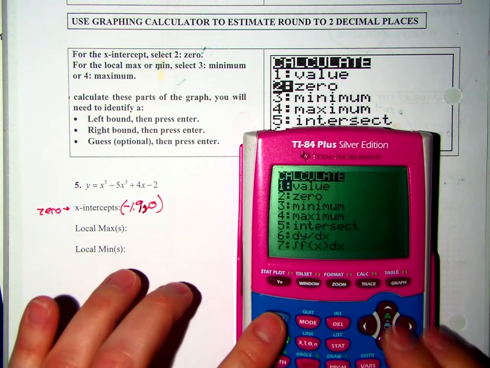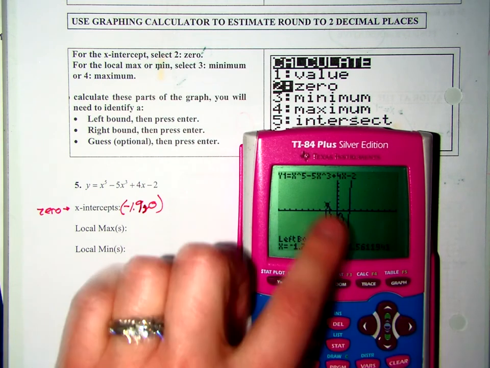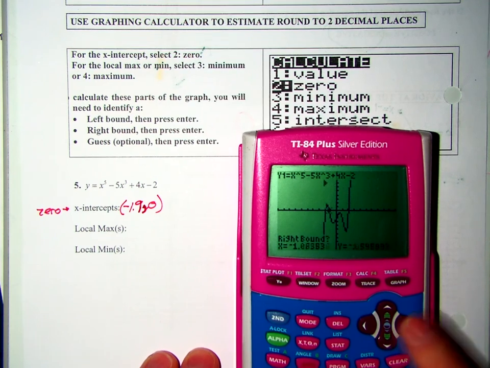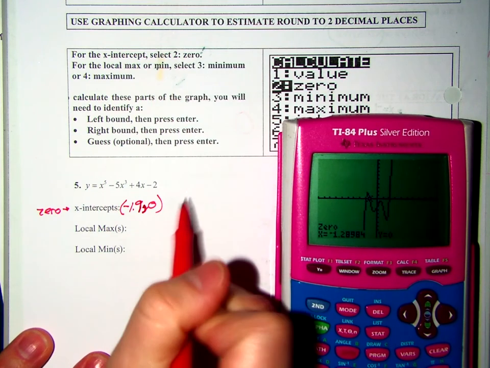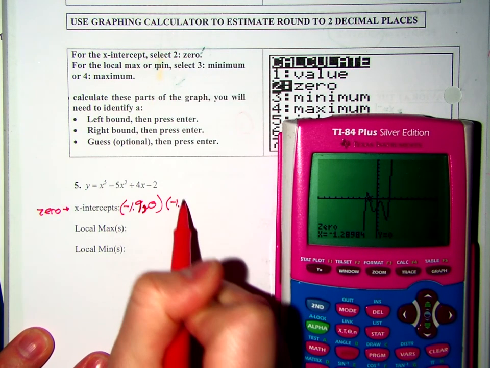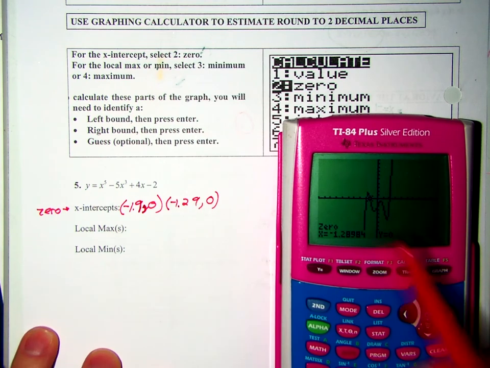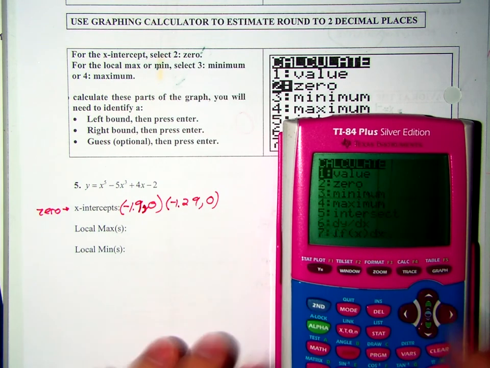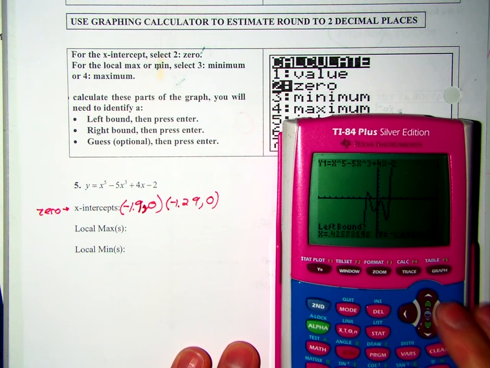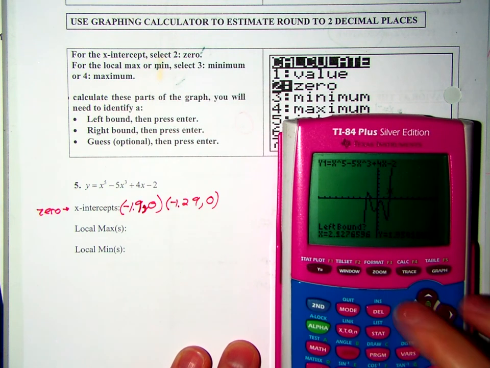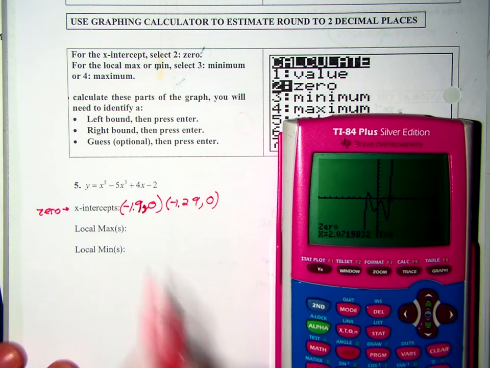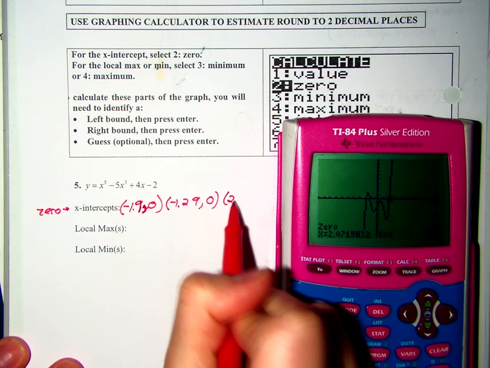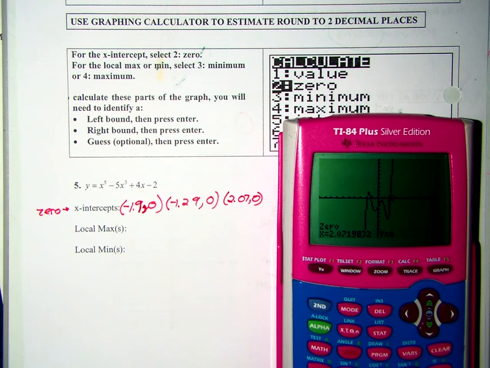Then I need to do that again for all the other ones, so 0. This is the point I'm trying to find. Now I'm to the left of it, go over, and I'm to the right of it. Press enter. So that's -1.289. So I'm going to say -1.29, 0. And that has a multiplicity of 1 because it crosses at that point. Again, we're going to do that for the third one. This is my third x-intercept. So I'm going to go to the left of it, go to the right of it. And that one happens at 2.07, 0. And in this case, that crosses it, so that means that answer only happens once.